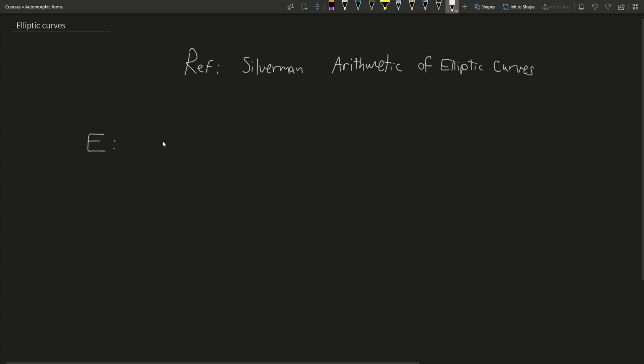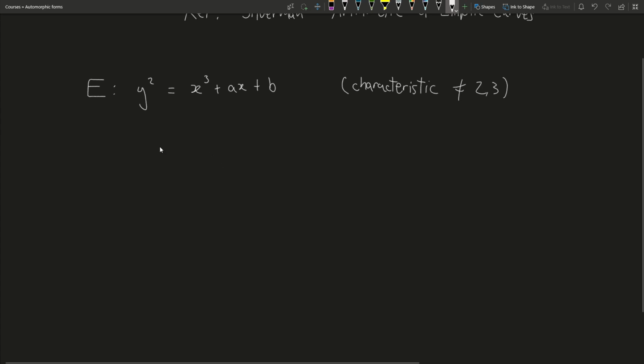Without going into too much of the algebraic geometry, elliptic curves are projective varieties, and you can take a model for them of the following form when the characteristic of the field you're working with is not 2 or 3. When it is 2 or 3, you have to do something more complicated, but it's more or less the same thing.